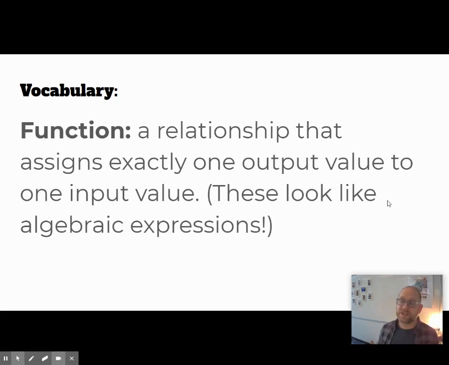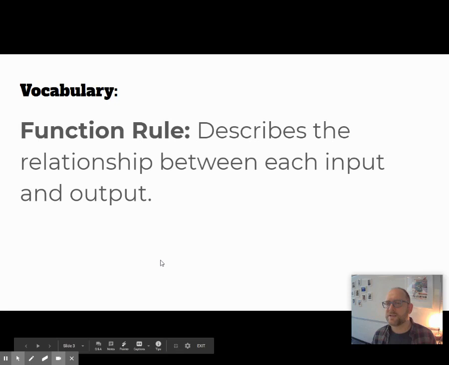The function is a relationship that assigns exactly one output value to one input value. So you put something in and you get only one thing back out. So since it's only one thing in and one thing out, if we have one input, it's only going to have one output. And these are going to look like algebraic expressions. I'll show you how here in just a second.